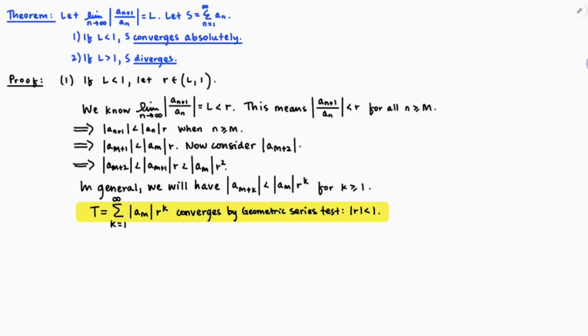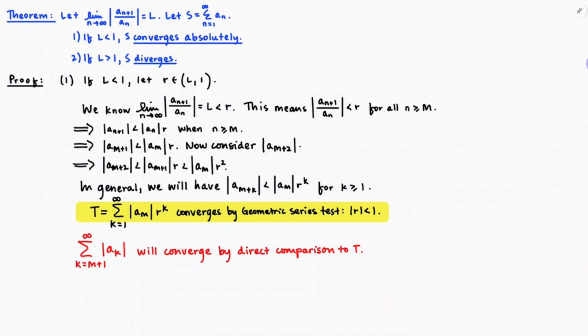It's going to converge by the geometric series test because I decided that R was some number between L and 1, right? R is definitely less than 1 in absolute value. And now I'm going to think, well, the terms of my absolute value a sub k series were even less than that, right? So this is going to converge by direct comparison, the series that I've written in red. And that means that that series, without the absolute values, is going to converge absolutely.